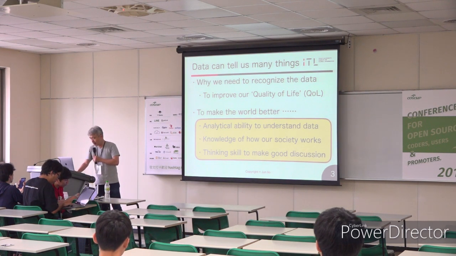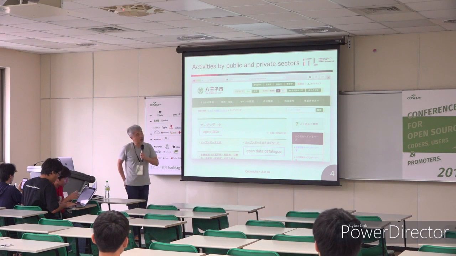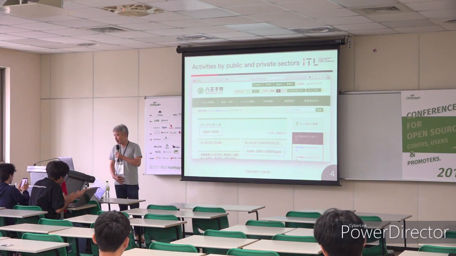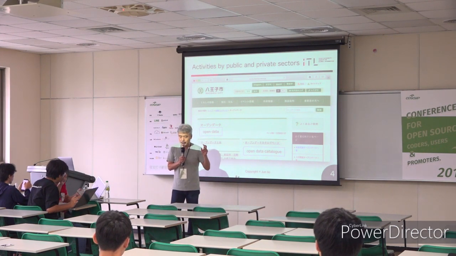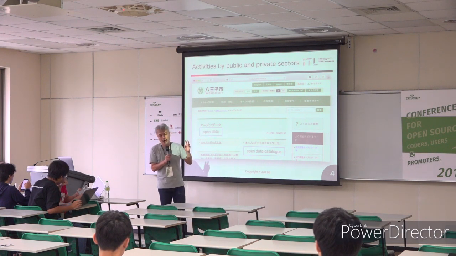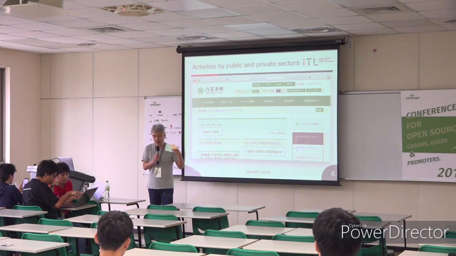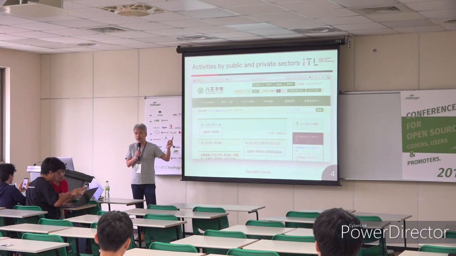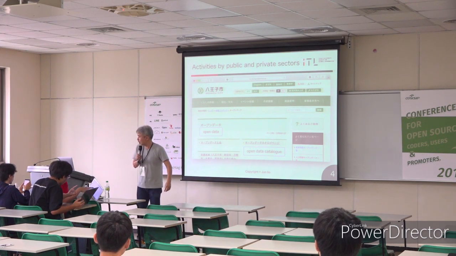Next I'd like to show several examples. Here is a snapshot of the activity of Hachioji City. Hachioji City is a small, middle-sized city in the Tokyo metropolitan area where our university is located. They provide several data as open data. They have an open data catalog page like this.